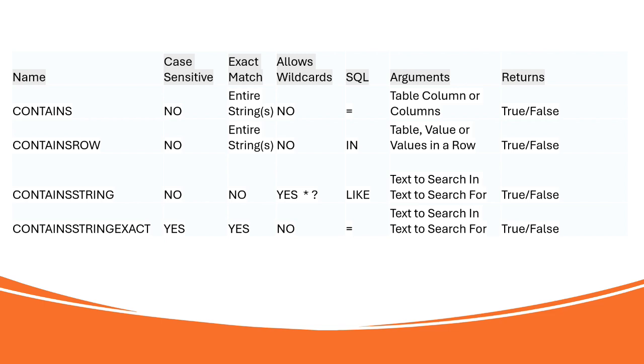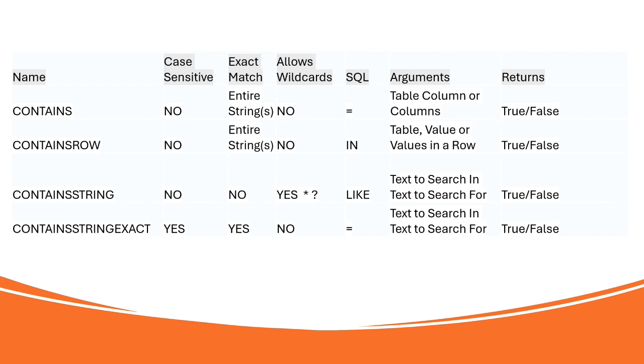The first one is contains. It is not case sensitive. You're looking for a string in your data somewhere. You have to match the entire string. Does not allow wildcards. Its equivalent in SQL would be equal. It takes as an argument table, column, or columns, and again, it's Boolean, returns true, false.